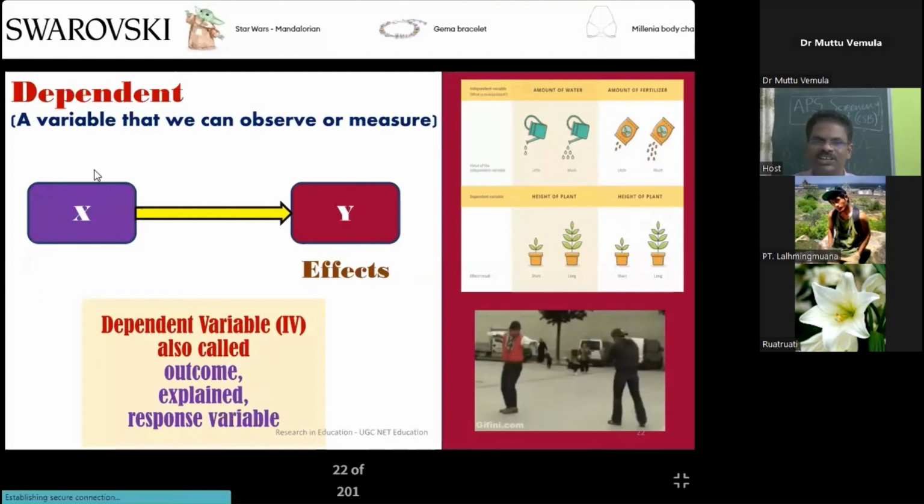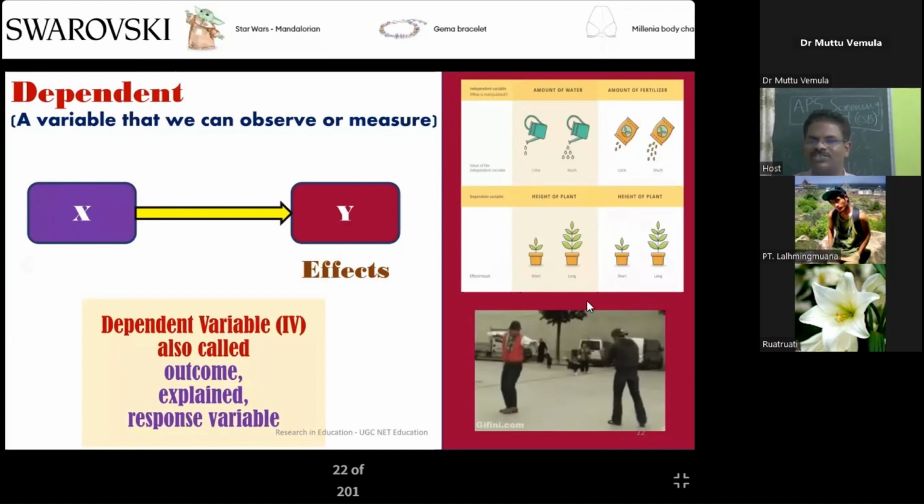Multimedia teaching was the independent variable. Achievement level of the student is the dependent variable. Why? Achievement is the outcome. Achievement is explained in terms of the method of teaching. Achievement is the response variable in response to the independent variable.